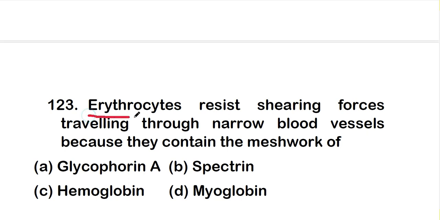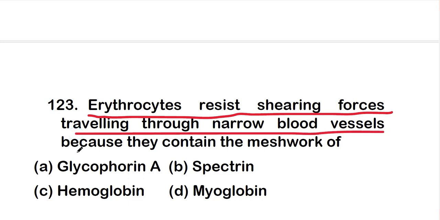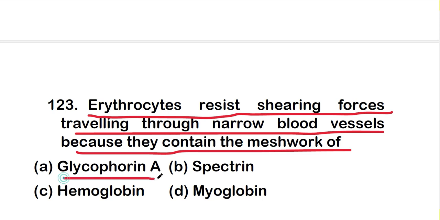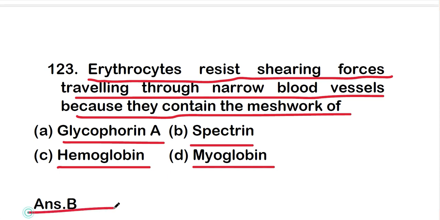That is, erythrocytes resist shearing force traveling through narrow blood vessels because they contain the meshwork of option A glycophorin A, option B spectrin, option C hemoglobin, option D myoglobin. So the right answer is option B, that is spectrin. So erythrocytes resist shearing forces traveling through narrow blood vessels because they contain the meshwork of spectrin.